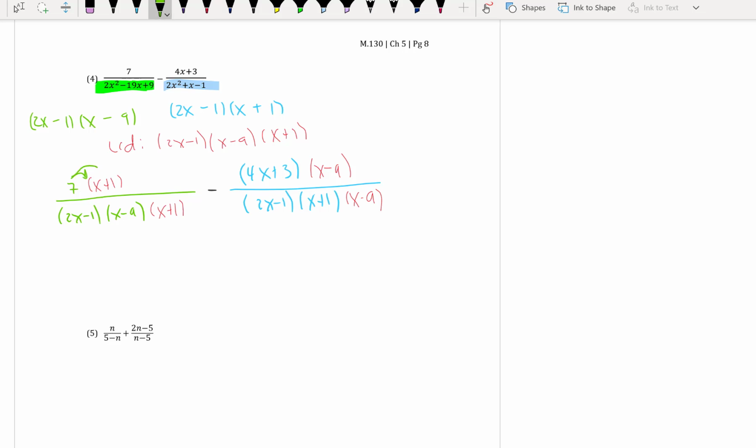So now I am going to distribute. So I have a 7x plus 7. And just so that I can save some room, I'm just going to write LCD for now. And here I'm going to have to FOIL. So 4x times x is a 4x squared. 4 times 9 is a negative 36x. My inner is a positive 3x. And 3 times a negative 9 would give me a negative 27 over my LCD.